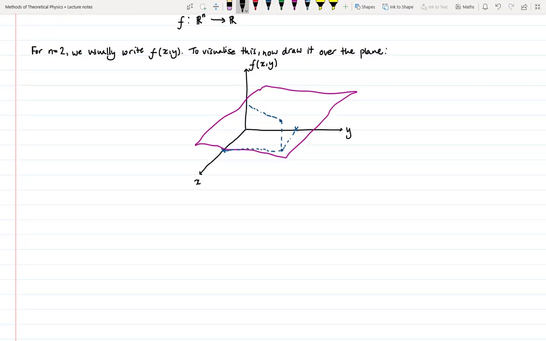The notions of limits and continuity that we covered in the previous topic get generalized, but the main idea is the same. So I'll write that down, that the notions of limits and continuity from topic 2 get generalized. But the main ideas are the same.